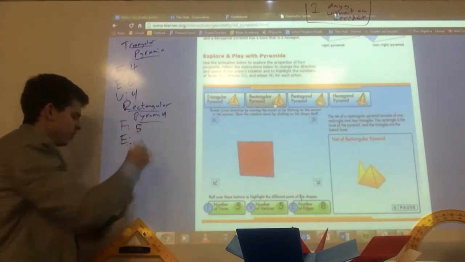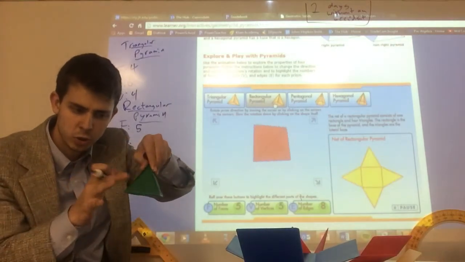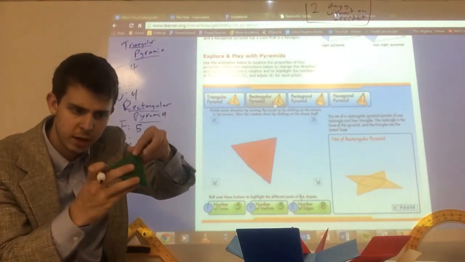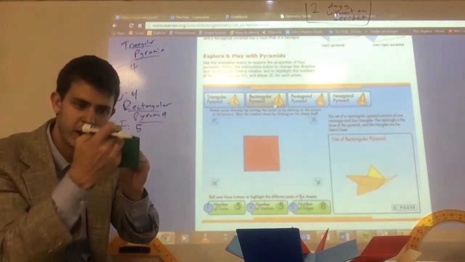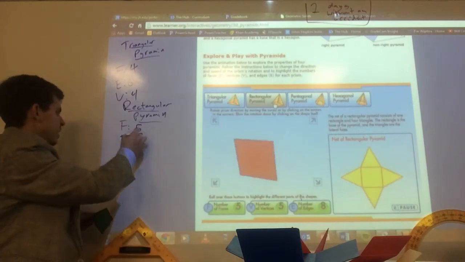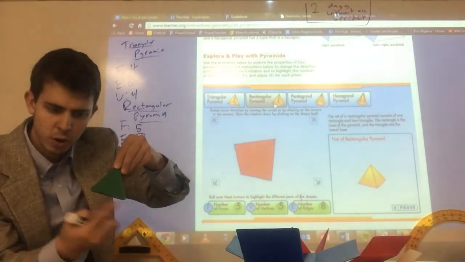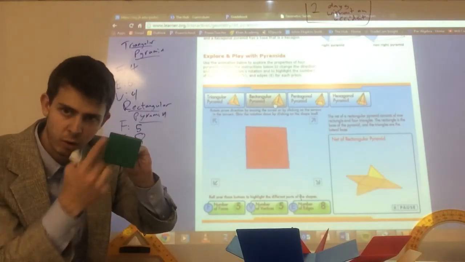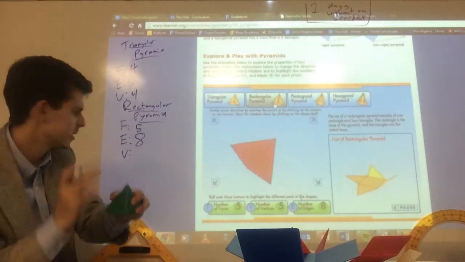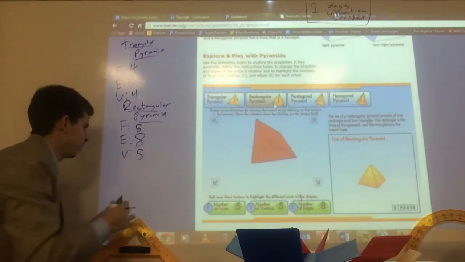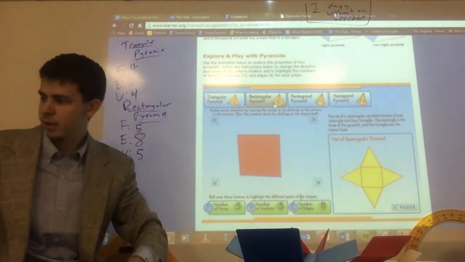Now the number of edges. There's going to be 1, 2, 3, and 4 edges around it, and then on the base 5, 6, 7, and 8. And finally, the number of vertices. There's 1, 2, 3, 4 on the base. And then don't forget this last vertex, the apex, which is going to be 5. 5 vertices. All right. That's it.